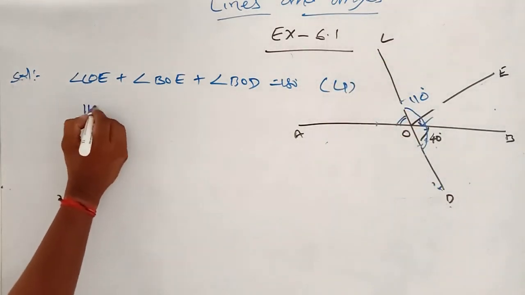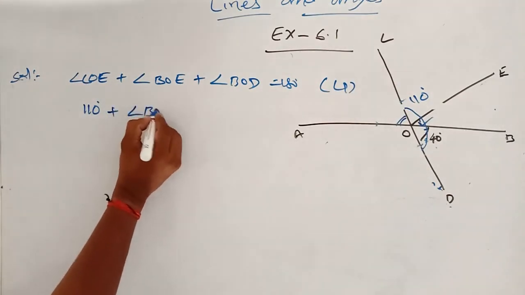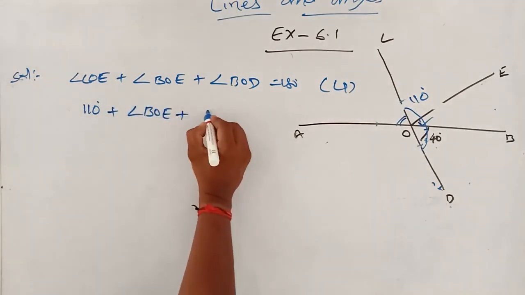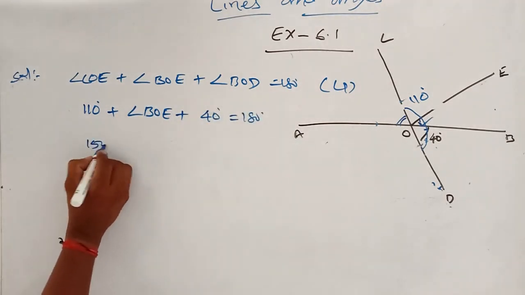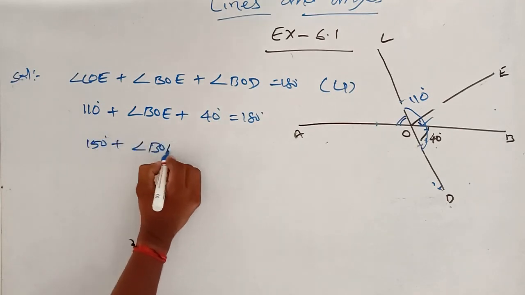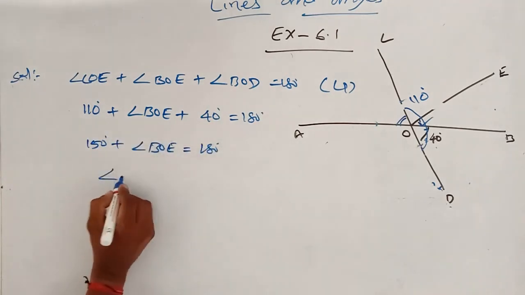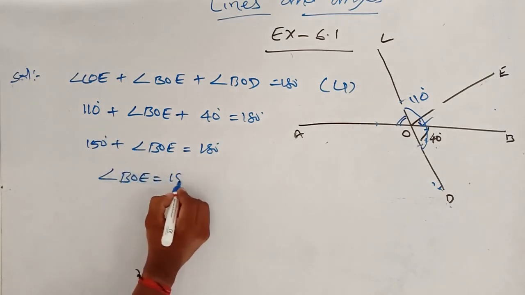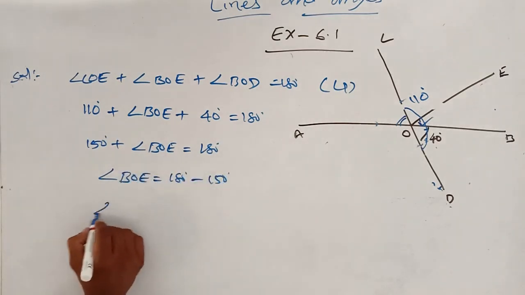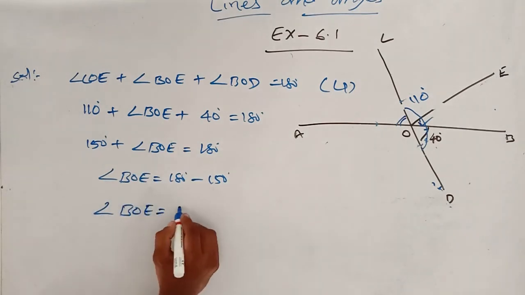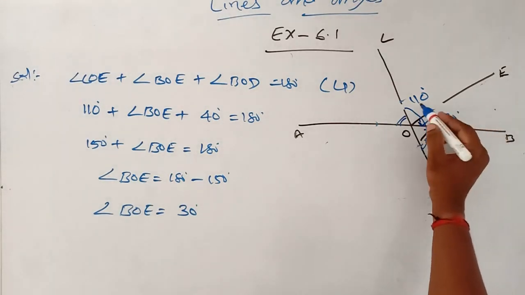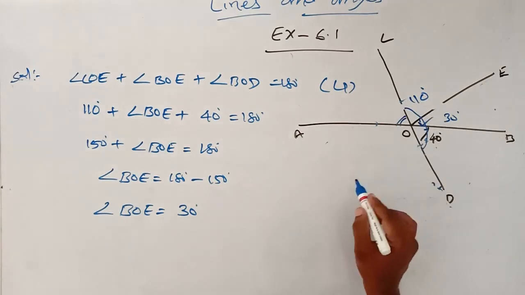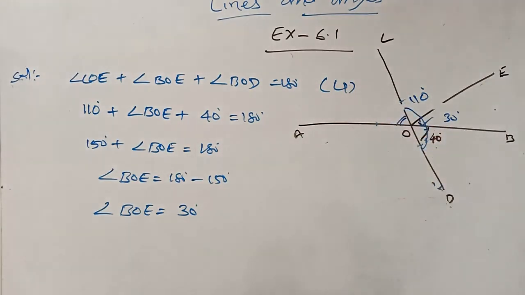Now angle COE is 110 degrees, plus I don't know the BOE value, and BOD is given clearly as 40 degrees, that's equal to 180. 110 plus 40 is 150, plus angle BOE is equal to 180. Angle BOE is equal to 180 minus 150, so angle BOE is 30 degrees. Angle BOE is 30 degrees, COE is 110 degrees, and the reflex of angle COE is 250 degrees. So this is the answer for the first one.